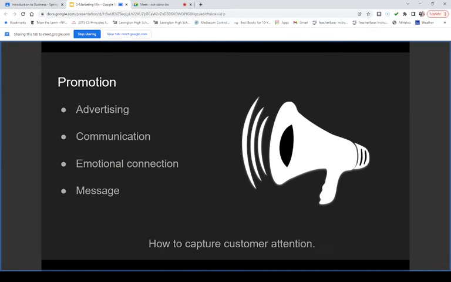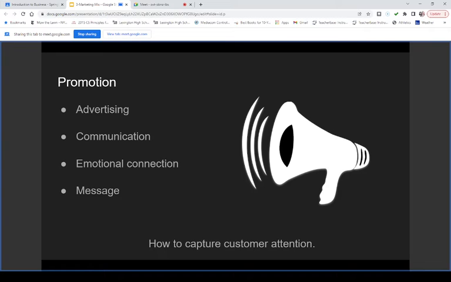Finally, the last P is promotion. Promotion refers to how do we actually get a person to be aware of our product? How do we capture their attention? So advertising refers to a TV commercial, radio commercial, but also having signs that get put up is advertising.